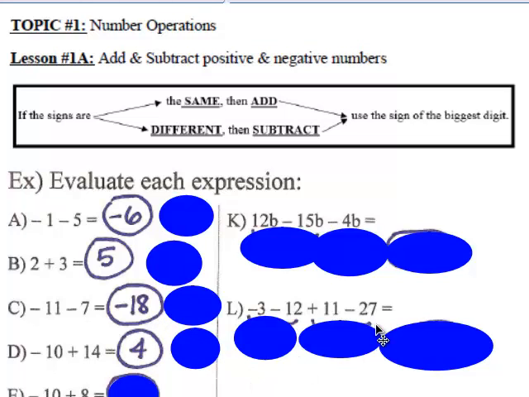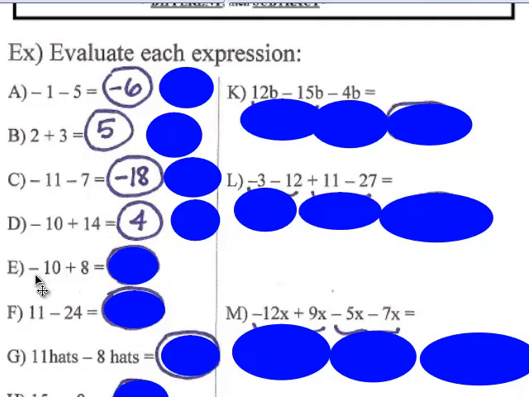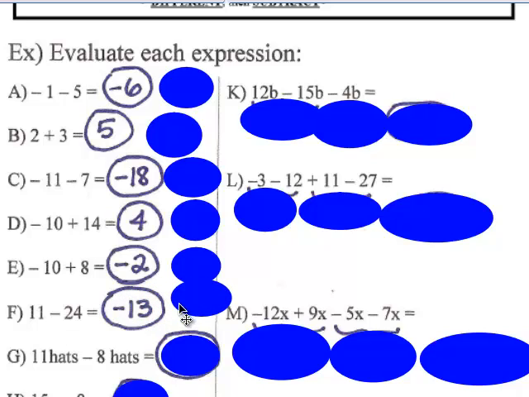Alright, let's go on to the next problem. Okay, next problem is -10 plus 8. Signs are different. So you're going to subtract, get a 2. And the sign of the biggest is negative, so the answer is -2. Next problem. Remember, if a number does not have a sign, the sign of the number is positive. So I have +11 minus 24. Signs are different, so you subtract. 24 take away 11 is 13, and it is negative because 24 is the biggest digit.